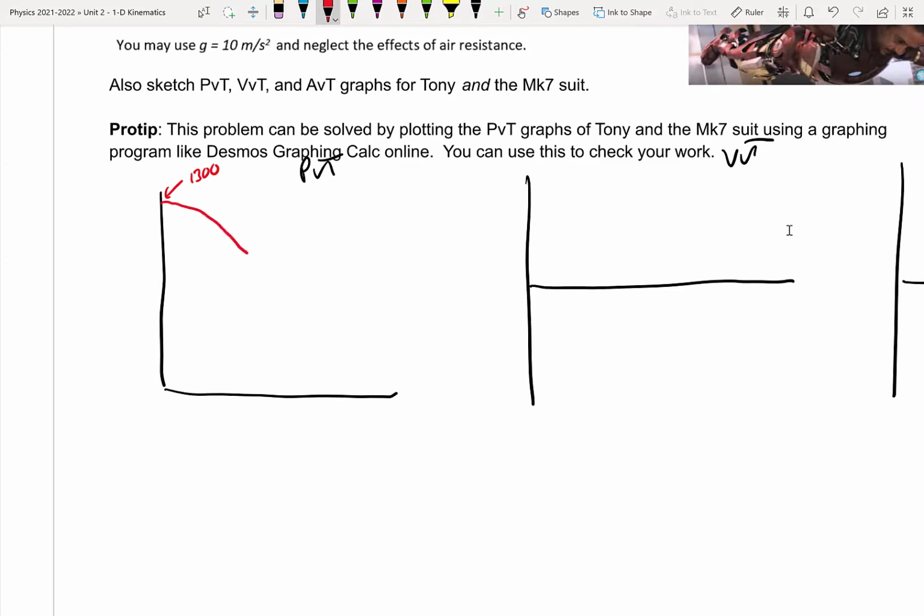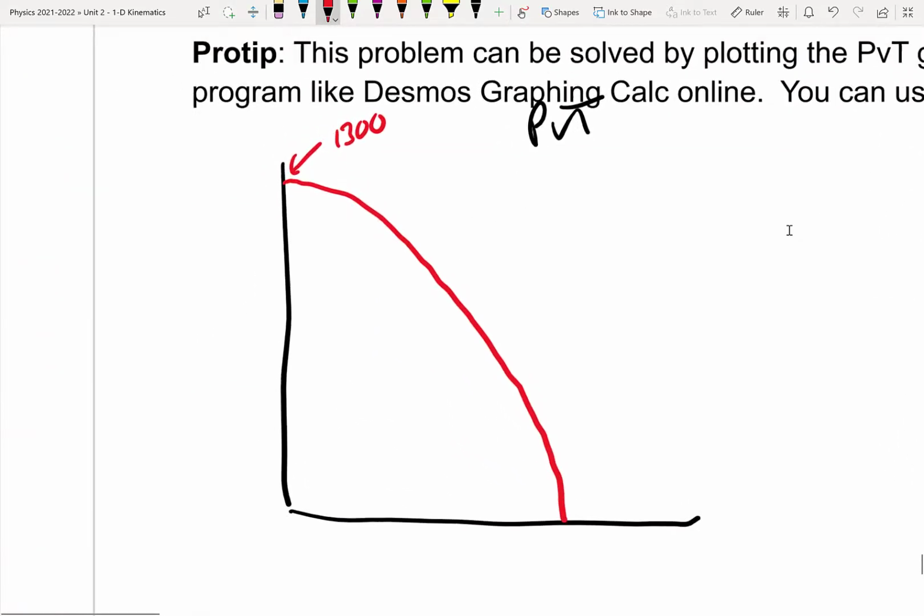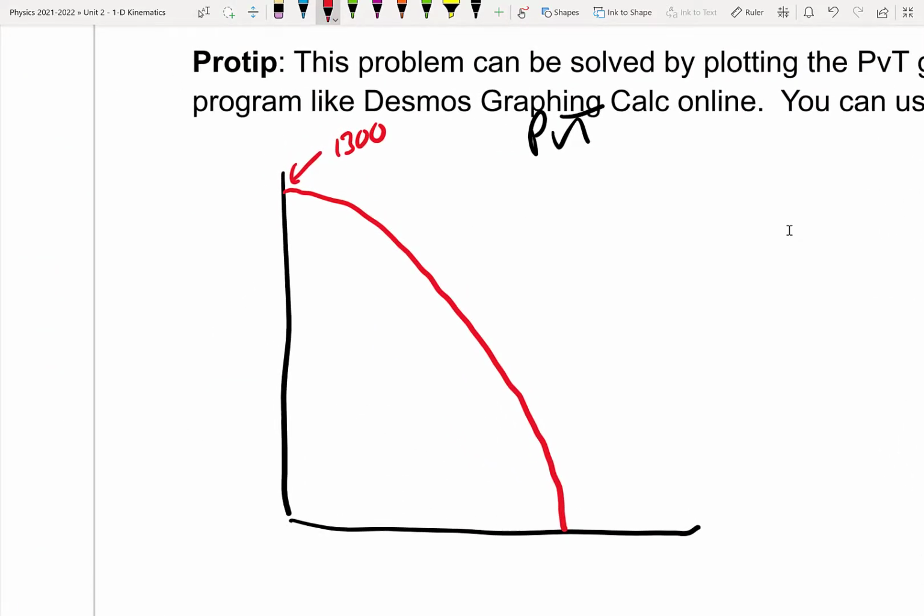So you have Tony who gets thrown out. This is from the 1300 up here at the top. All right, so Tony is getting the Loki treatment, thrown out the window. His initial velocity is 0. That's Tony's initial position. So that's y, because we're going vertical here. Y initial Tony. He's straight up there from rest, thrown out the window, falls, accelerated by gravity. The Iron Man suit gets deployed 4 seconds later.